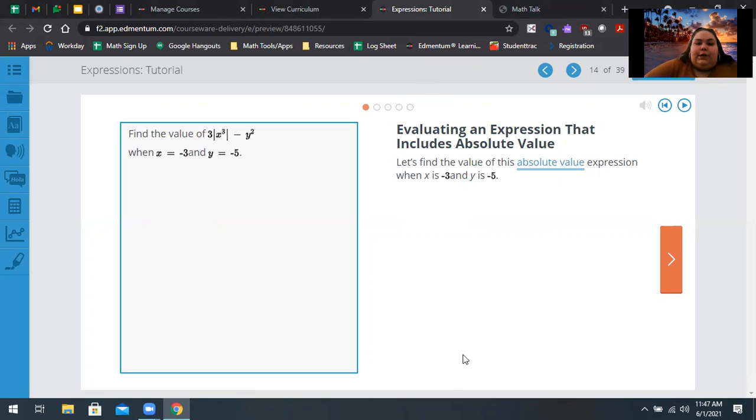So let's talk about this one on slide 14. Now we have an expression: 3 times the absolute value of x cubed minus y squared.